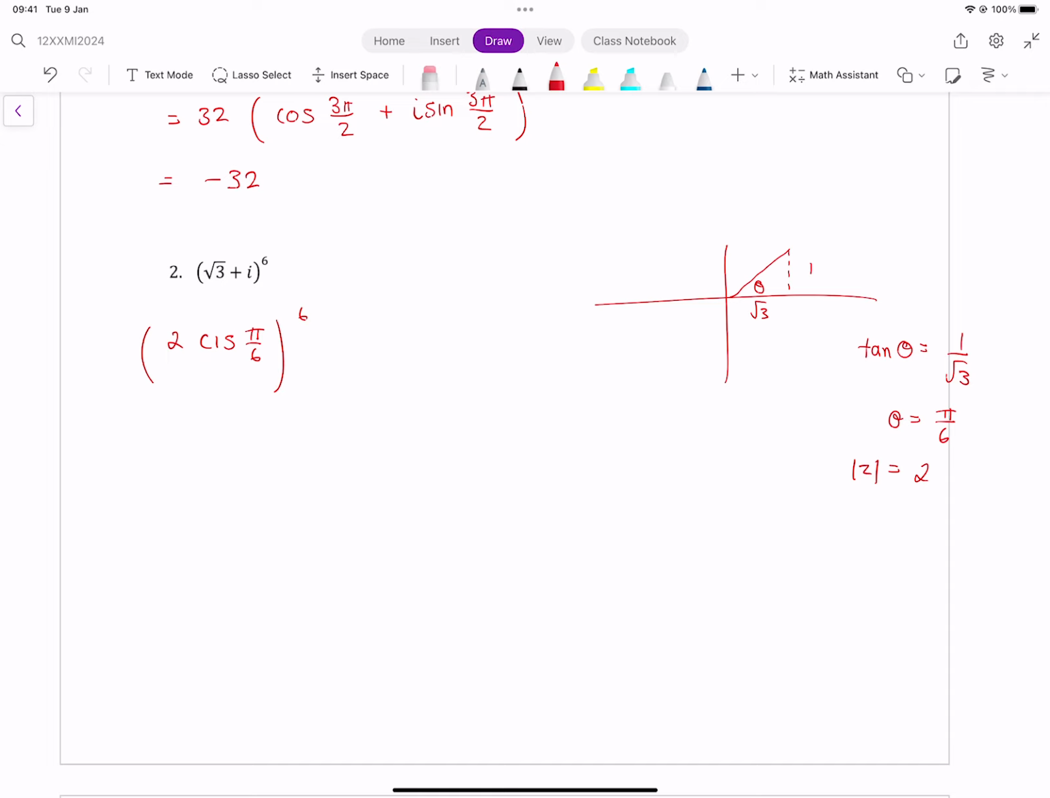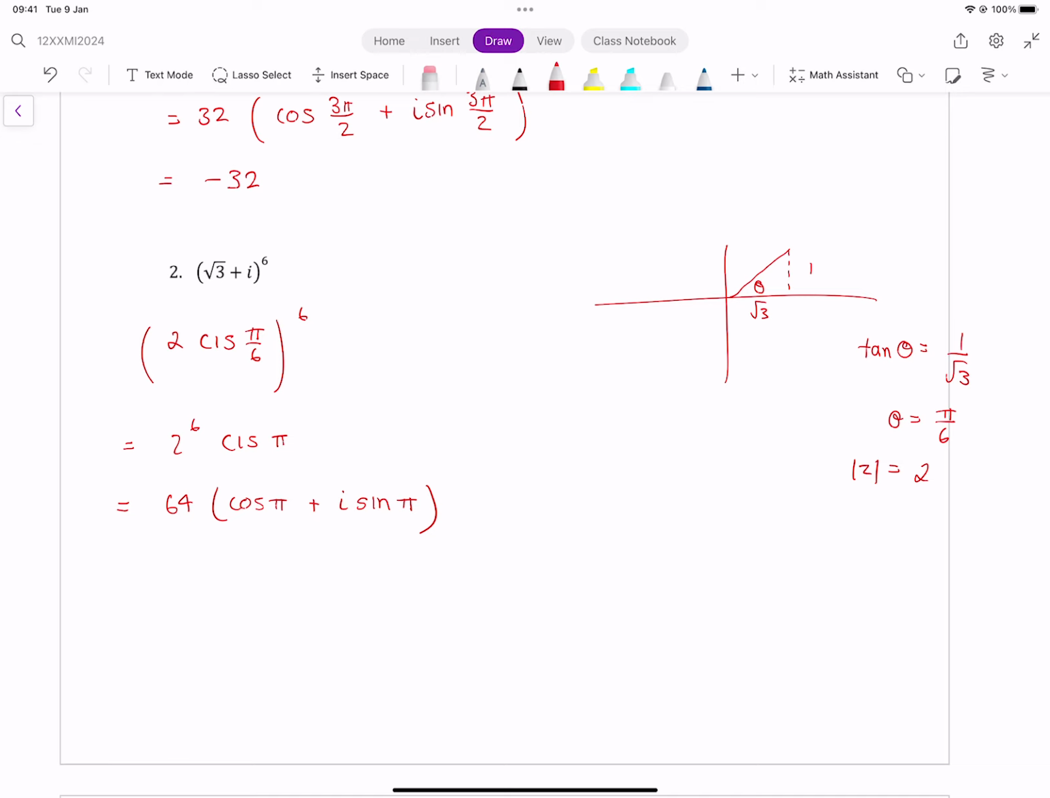We're raising that to the power of 6. We get 2 to the power of 6, which I believe is 64. Yep. And then we've got cis pi on 6 times 6, which is pi. So we've got the complex number 64 cos pi plus i sin pi.